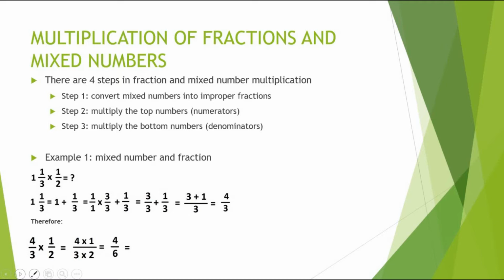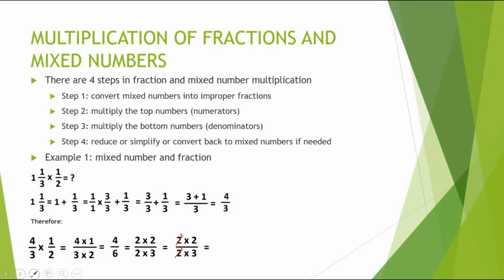But again, we need to move to step number 4 which is to reduce or simplify or convert back to mixed numbers if needed. Okay, so we factor out number 4. It will be 2 times 2. At ang number 6 naman is 2 times 3 kasi 6 yan. Okay, so then we cancel out number 2 and gagawin natin silang 1. So the final answer is 1 times 2 equals to 2 and 1 times 3 is equals to 3. So our final answer is 2/3. Okay?